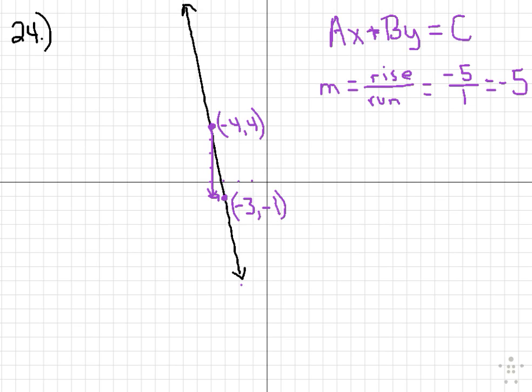I can't see where it goes. I know it's going to be down there somewhere. I'm not exactly sure where. So what I'm going to do is use my point slope form. So y minus y1 is equal to m times x minus x1.